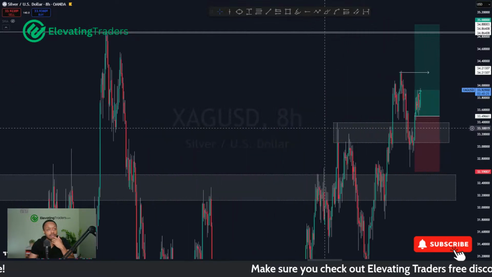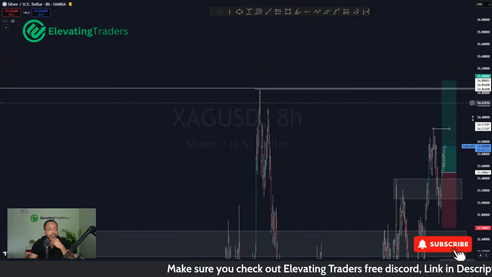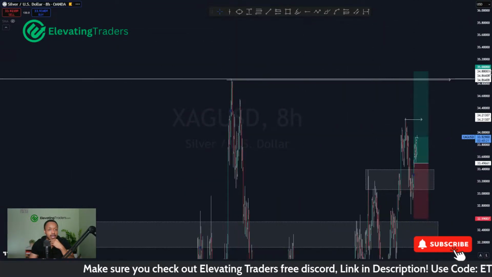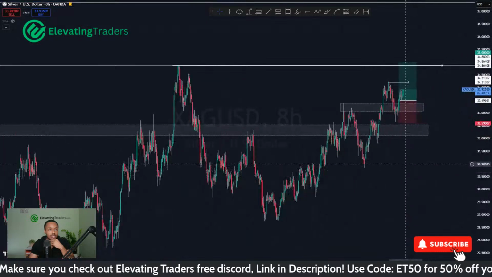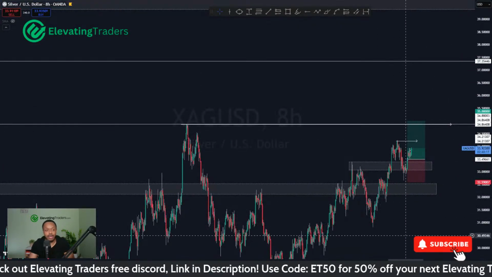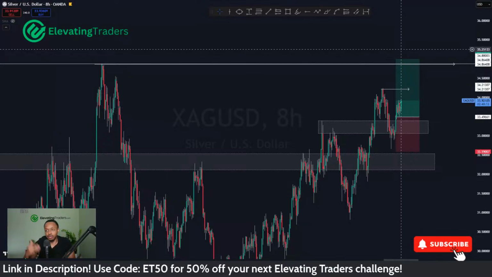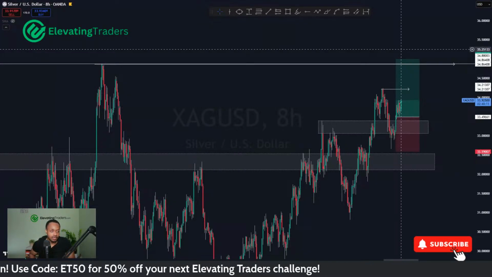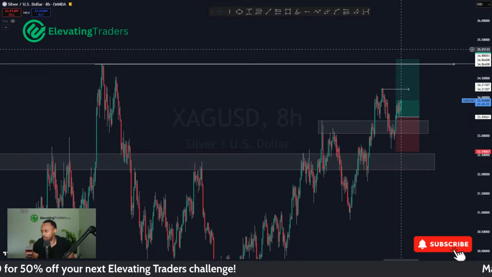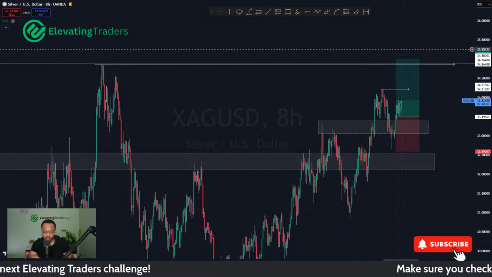In terms of targets, I'm looking for 35, a new high past the high here. That is very much my expectation. I think silver can go a lot further than that, but I'll probably take most of my profit around 35 and just trail the rest and see what silver can do. And yeah, that's pretty much it for the USD side of things for me.